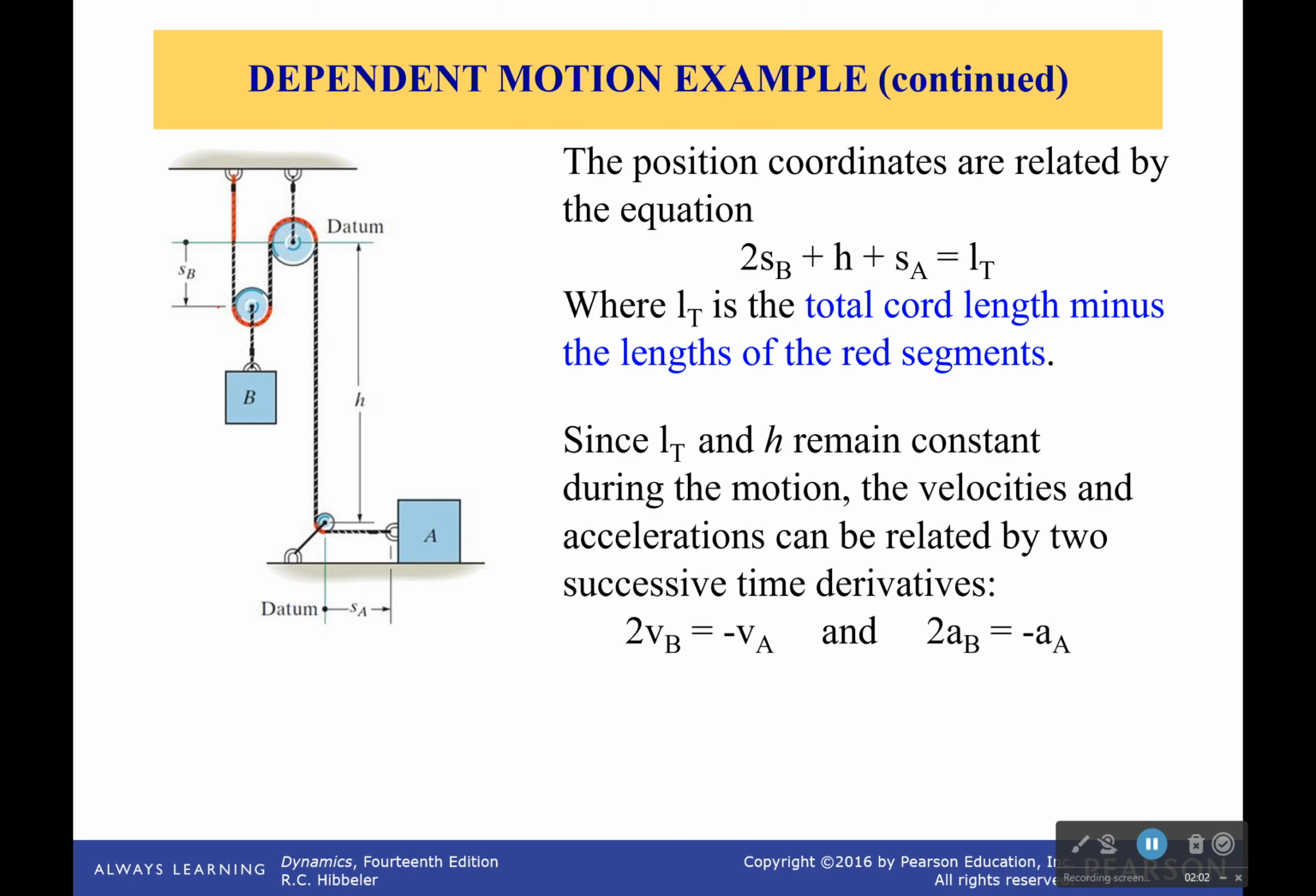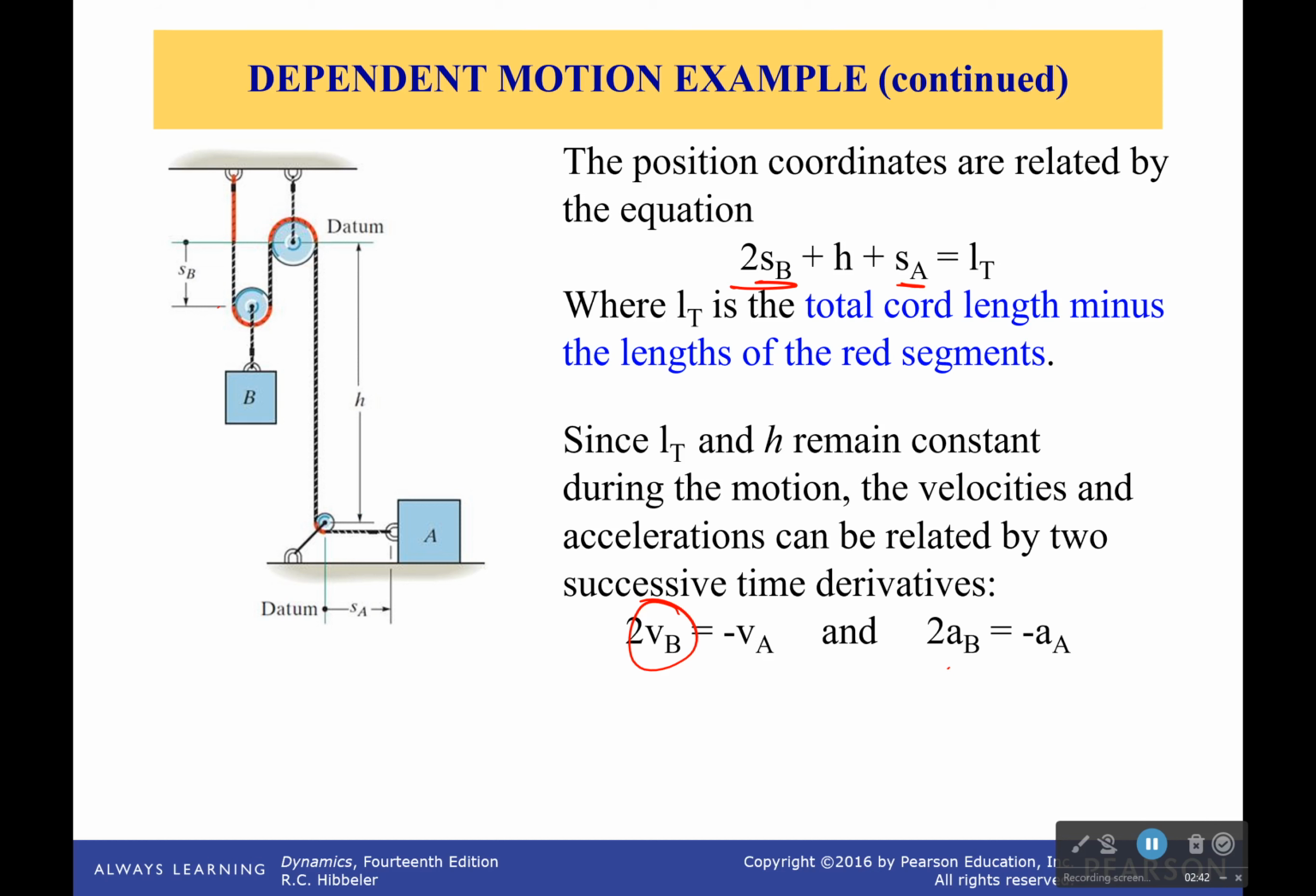Then we take our time derivative. Well, the total length is going to be constant, and our height h is also constant. And so when we take our time derivative, we're left with only this component and this component. Our time derivatives. That means that the velocity of b is going to be half that of the velocity of a. Or the acceleration of b is going to be half of the acceleration of a, and in the opposite direction, as we have measured our datums. This all depends on where you put your datums. You'll get the right answer as long as you're consistent, pretty much wherever you put it. It's just going to be a lot more difficult if you're not careful.